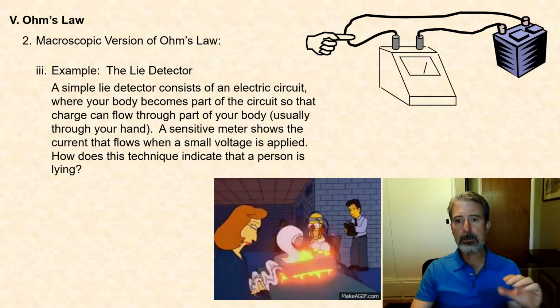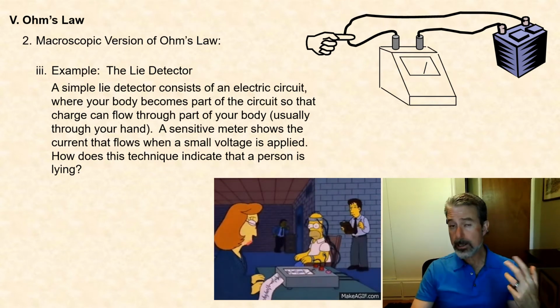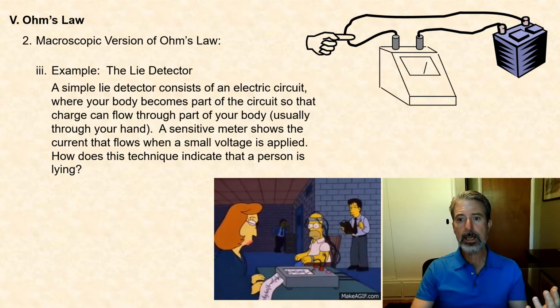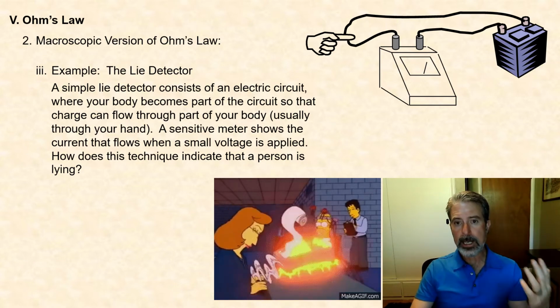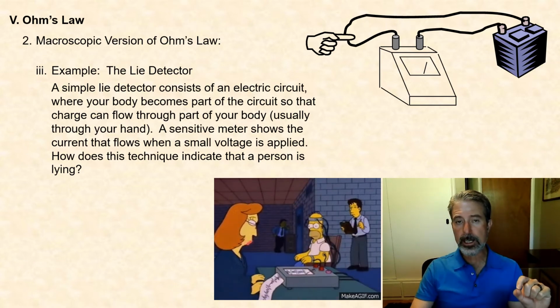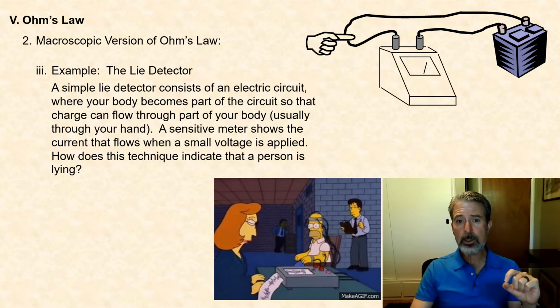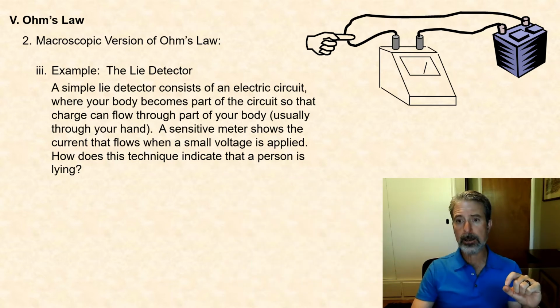Where your body becomes part of a simple circuit. In this way, charge can flow through part of your body, usually your finger, and a sensitive meter, really an ammeter, will show the current that exists when a small voltage is applied. So how does this technique indicate that a person is lying? Well, with a constant voltage source provided by a battery or some other similar device, and an ammeter that can accurately measure the current, we have to think about what happens when a person lies.